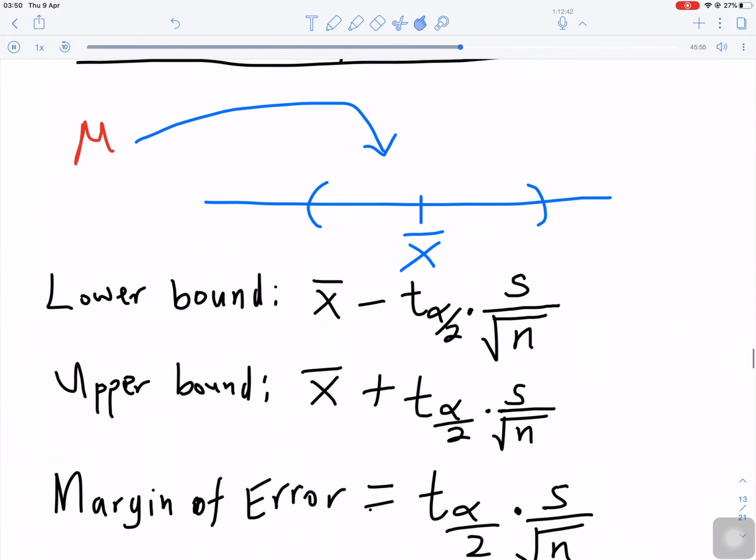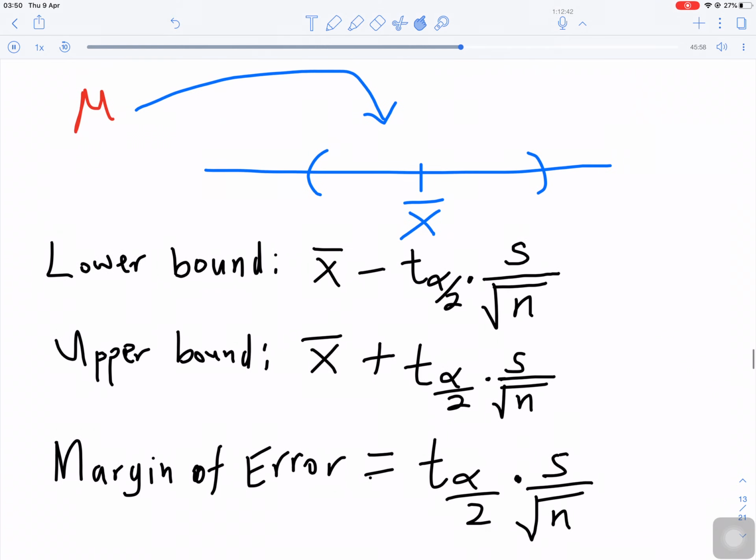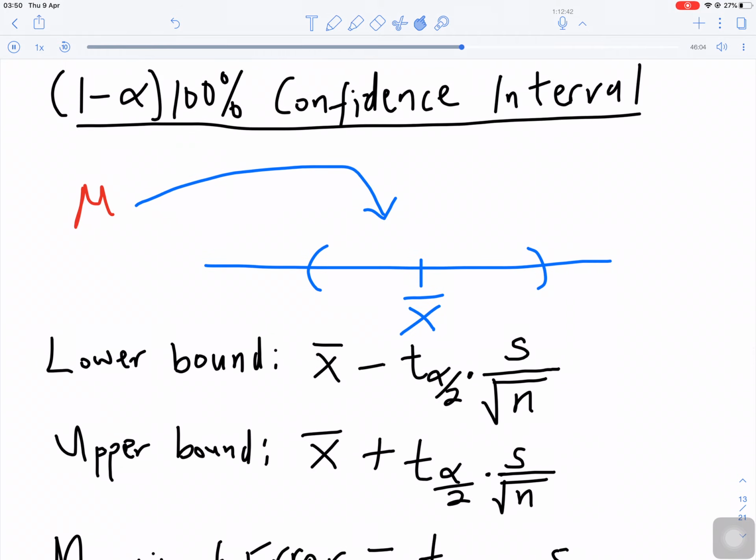Coming back to the confidence interval, the 1 minus alpha times 100% confidence interval is an interval which has a lower bound and an upper bound. The idea is that the true population mean will fall within that interval, taking into consideration your confidence level. With a 95% confidence level, it means that when I construct my interval 100 times, 95 of those will contain mu within the interval.